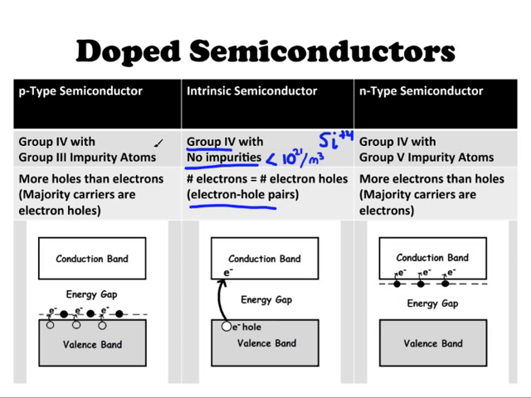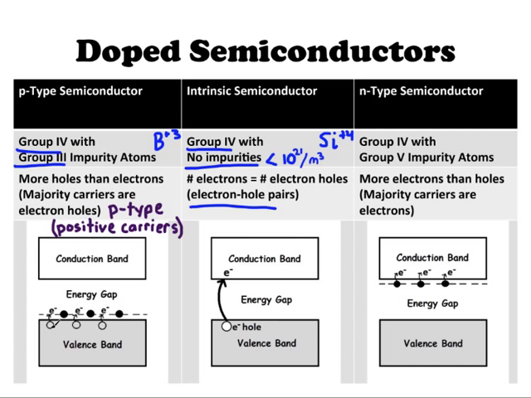P-type semiconductors might have a group 4 element with group 3 impurity atoms. A good example of this type of element might be boron. Your p-type impurity atom will have one less valence electron than your group 4 base element. Because it has one less valence electron, you will have more holes than electrons, otherwise known as majority carriers are electron holes. So this is a p-type, otherwise known as positive carriers. Those are the majority carriers for your conduction.